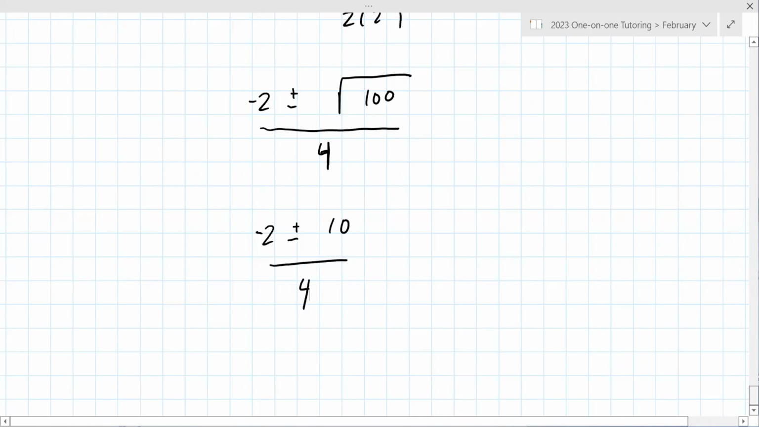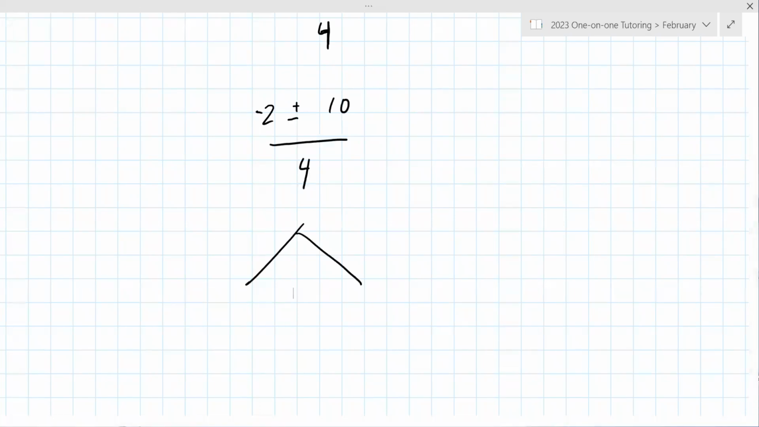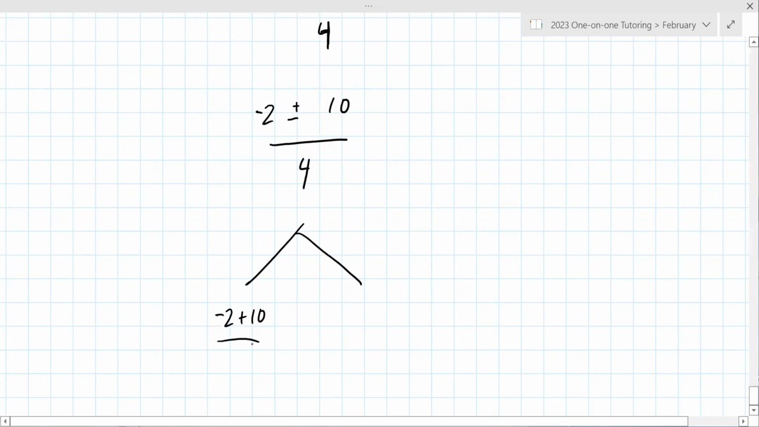And then you do case one, case two. So give me the final answers here, please. You would add 2, right? It's -2 plus 10 over 4, and -2 minus 10 over 4. Because you said add 2, it's -2 plus a number, -2 minus a number.